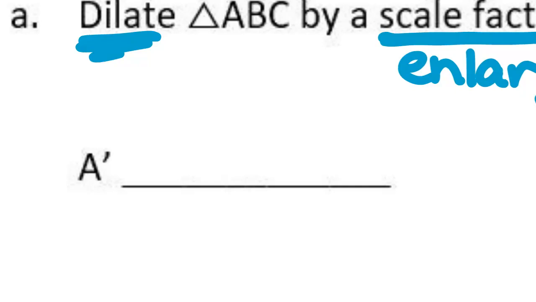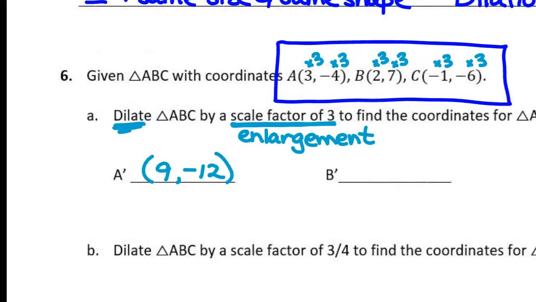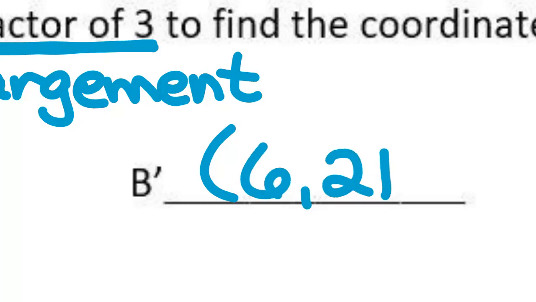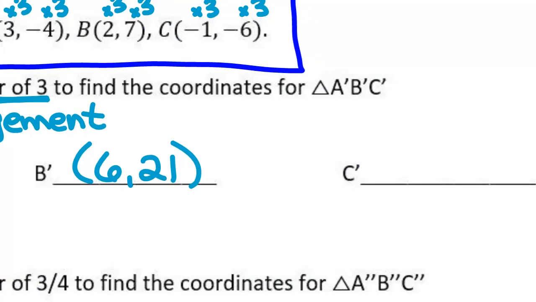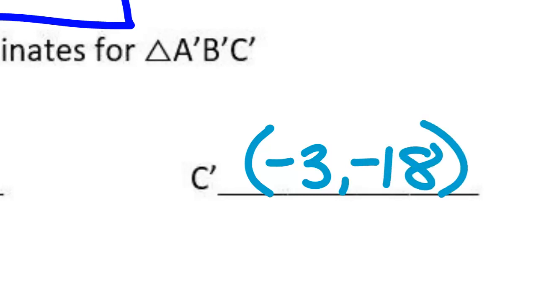So for point A, when I multiply the x and the y by 3, what do I get as my new point? 9, negative 12. What about point B? It was 2, 7, but now it becomes 6, 21. And for C prime, we were negative 1, negative 6. Now it is negative 3 and negative 18. Very nice.